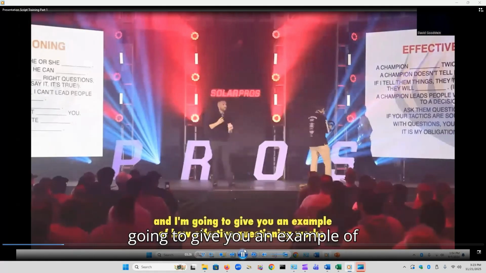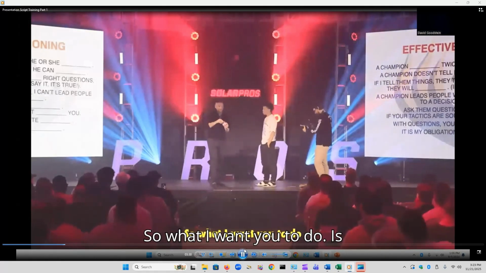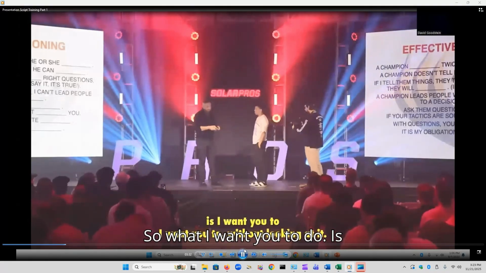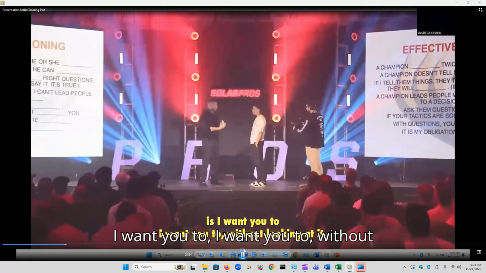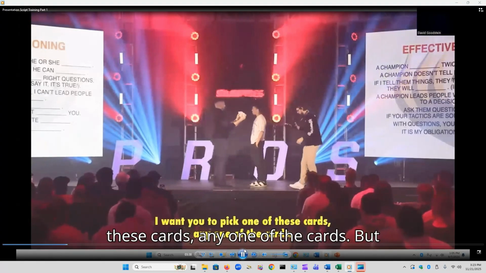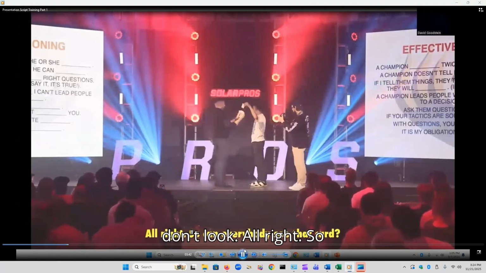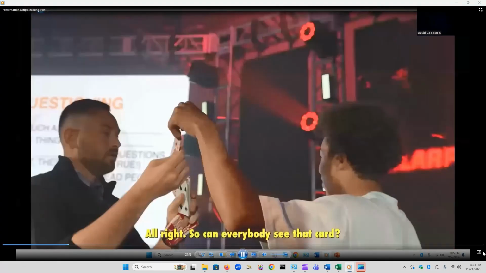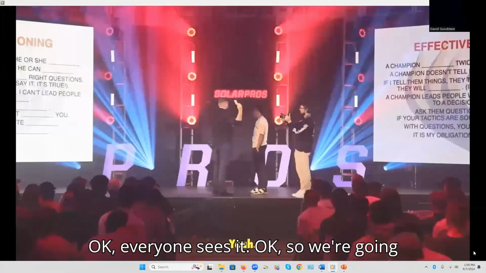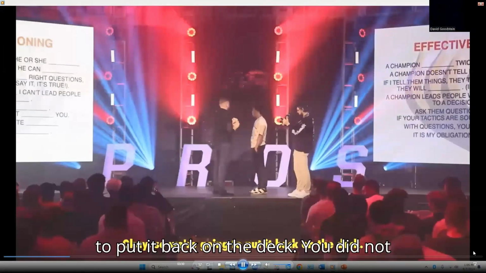And I'm going to be an example of how effective questioning works. All right, so what I want you to do is, without looking at it, I want you to pick one of these cards. Any one of the cards, but don't look. All right, so can everybody see that card? Okay, everyone sees it. Okay, so we're going to put it back on the deck. You did not see that card, correct?